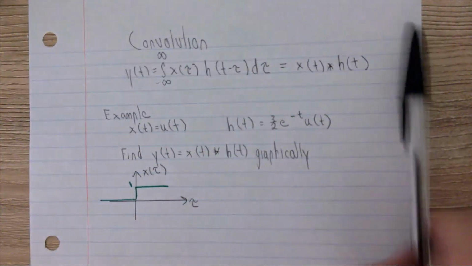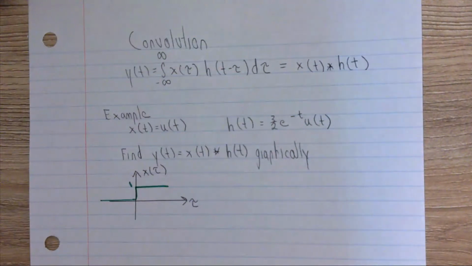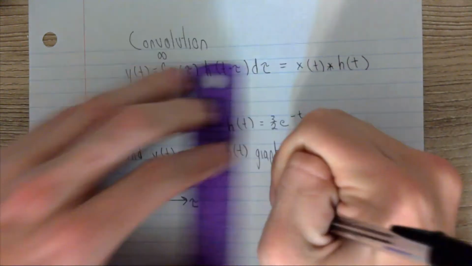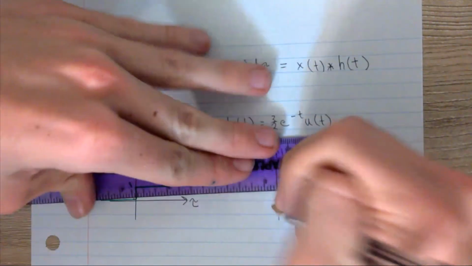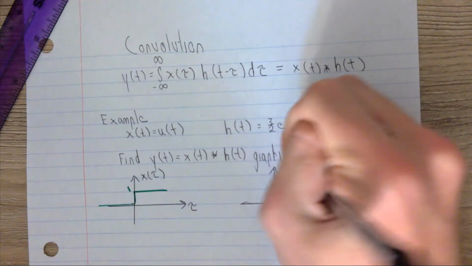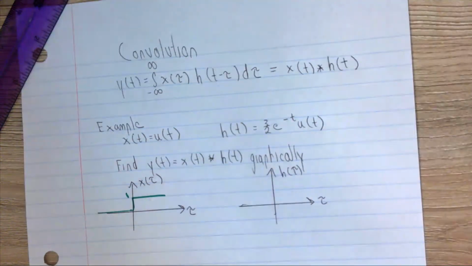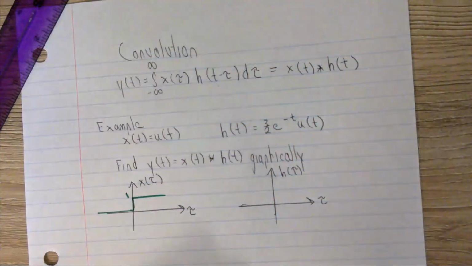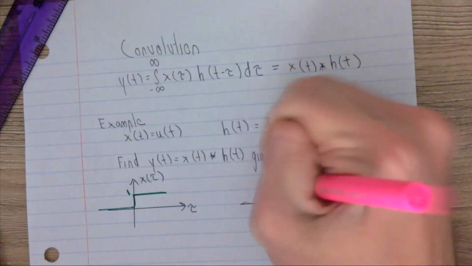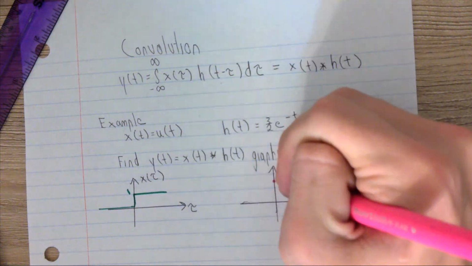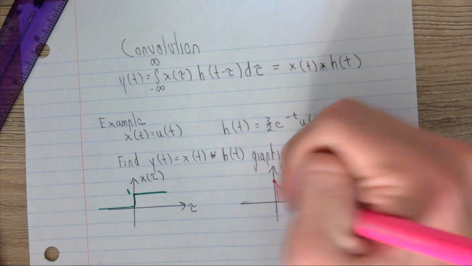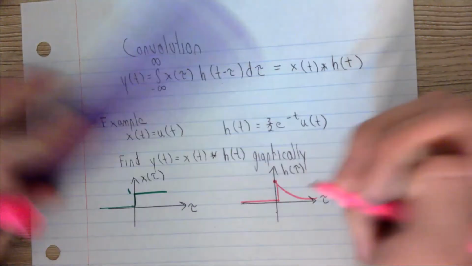And then we're going to have h of tau. Let's draw that. H of tau, and here on the x-axis, this is tau. It's going to be 3/2, so that goes up here to 3/2 times e to the negative t u of t. So it goes like this. It doesn't occur until time 0. So this is our h of tau here.